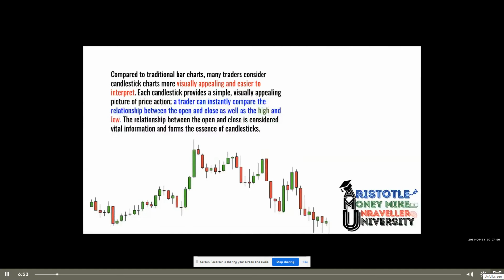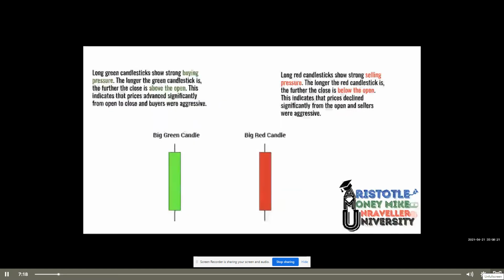Compared to traditional bar charts, many traders consider candlestick charts more visibly appealing and easier to interpret. Each candlestick provides a simple, visibly appealing picture of price action. A trader can constantly compare the relationship between the open, close, as well as the high and low. The relationship between the open and close is considered vital information and forms the essence of candlesticks.